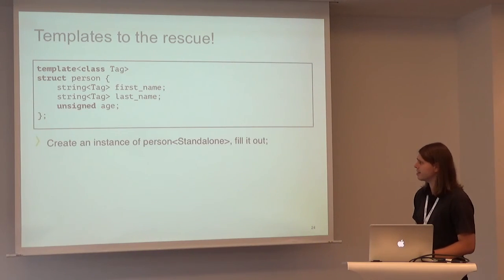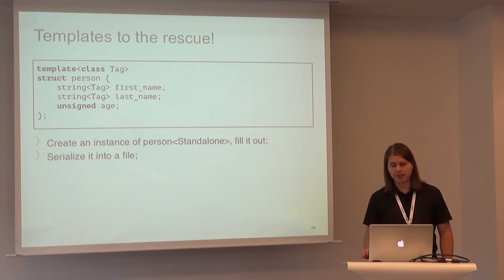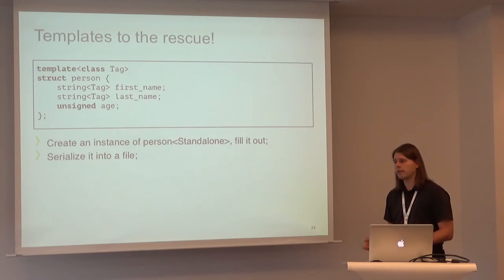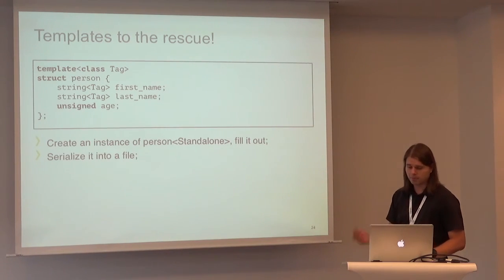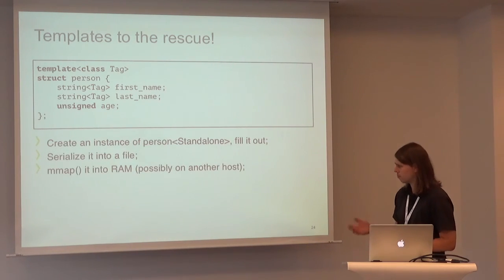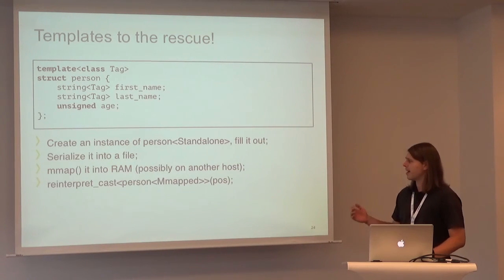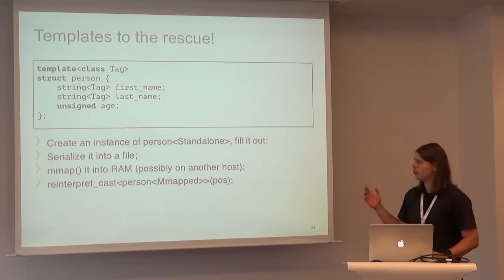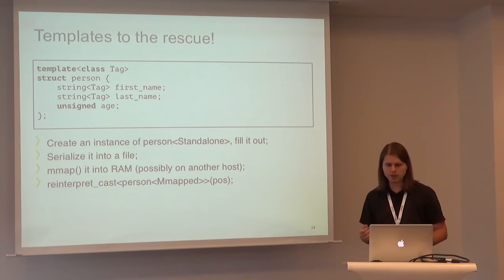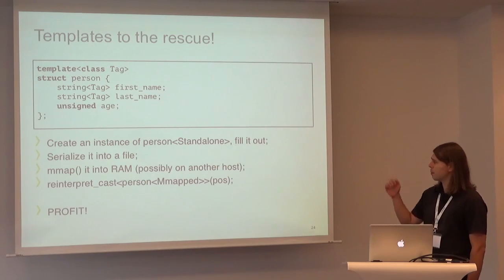So having all that said, we can do the following. We can create an instance of person of standalone and fill it out. Then we can serialize it into a file in some way. Then this file can, well, travel in space and time and on a different machine or whatever else, and can be memory mapped into memory. So we can reinterpret cast a specific position of our file back into struct person of mapped and use it with a very similar interface to the one that was used when we were populating things.